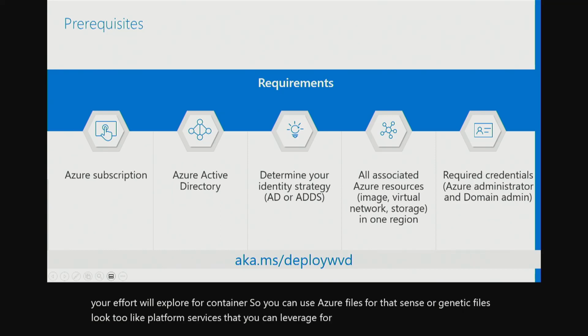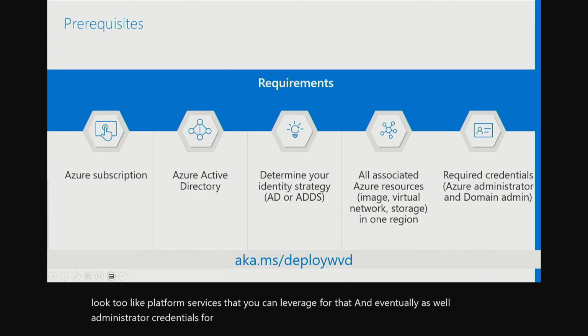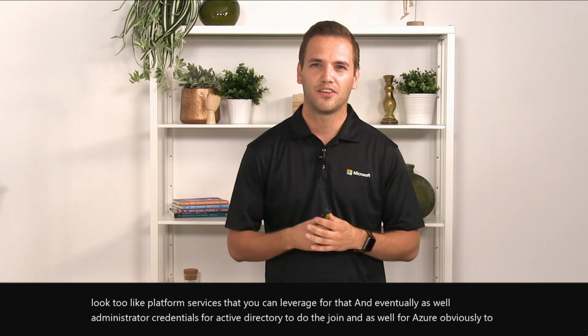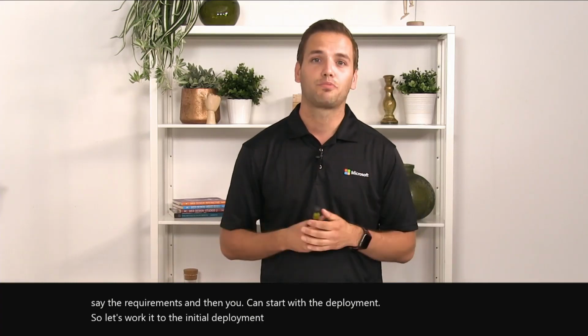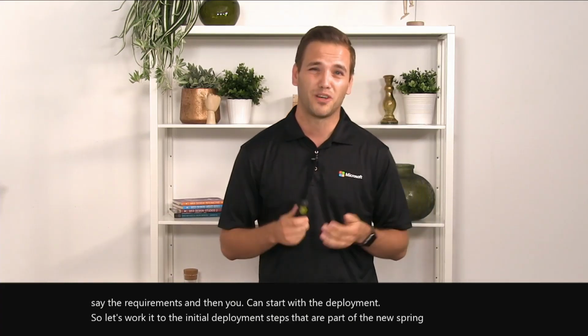And eventually as well, administrator credentials for Active Directory to do the join, and as well for Azure, obviously, to create virtual machines and to do the resource provider registration once. So those are, so to say, the requirements, and then you can start with the deployment. So let's walk through the initial deployment steps that are part of the new Spring 2020 update, the ARM-based model of Windows Virtual Desktop.